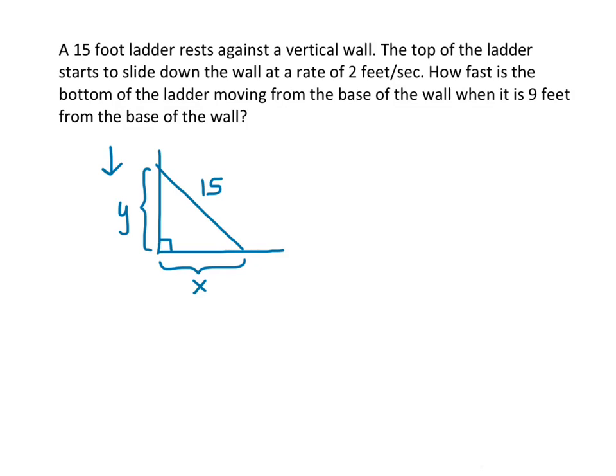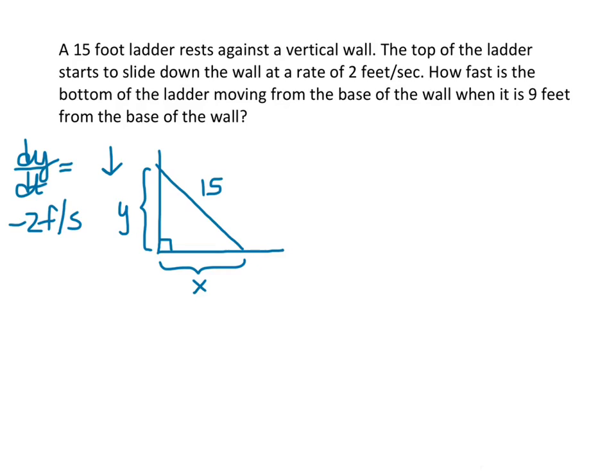The top of the ladder starts to slide down the wall at a rate of 2 feet per second. That means dy/dt, the rate at which the y value is changing over time, is negative 2 feet per second. Now this must be negative for two reasons. One, the negative implies direction, since the top of the ladder is moving in a downwards direction. And two, the y value is getting smaller over time as the ladder is moving down the wall, so we need that dy/dt to be negative.